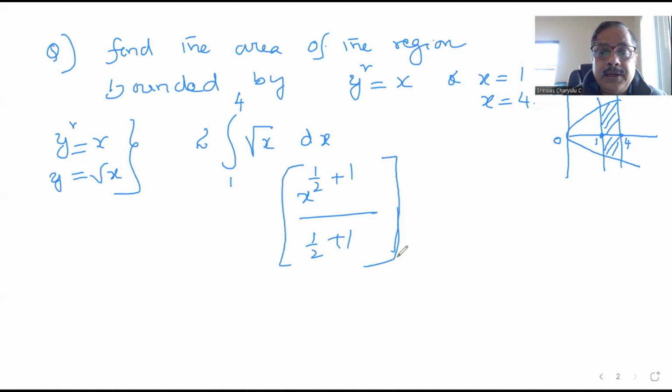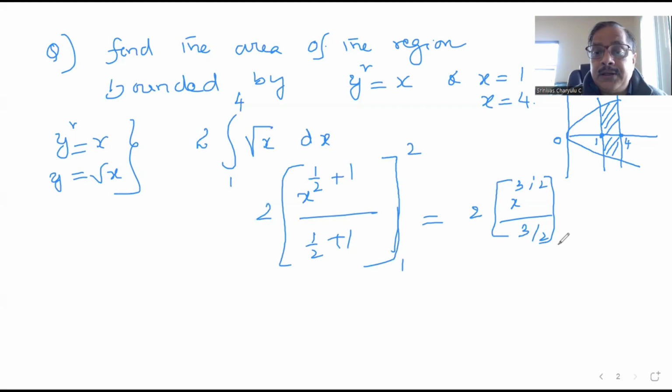Okay. Limits are 1 to 2. Outside, 2 is there. So 2, open the bracket, x to the power of 3 by 2 divided by 3 by 2. Limits are 1 to 4, sorry, here 1 to 4.